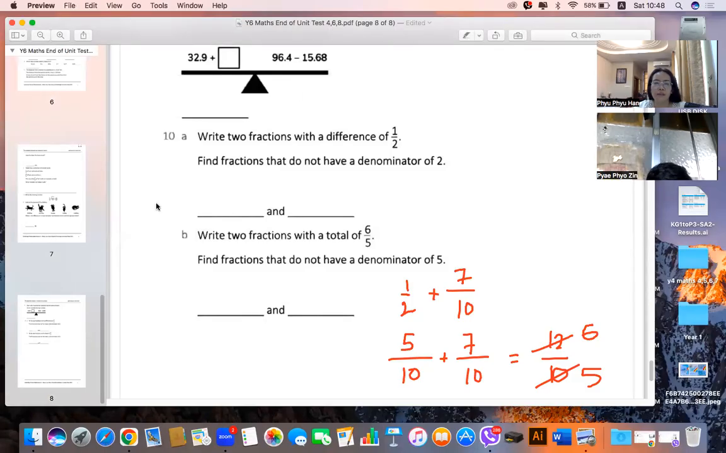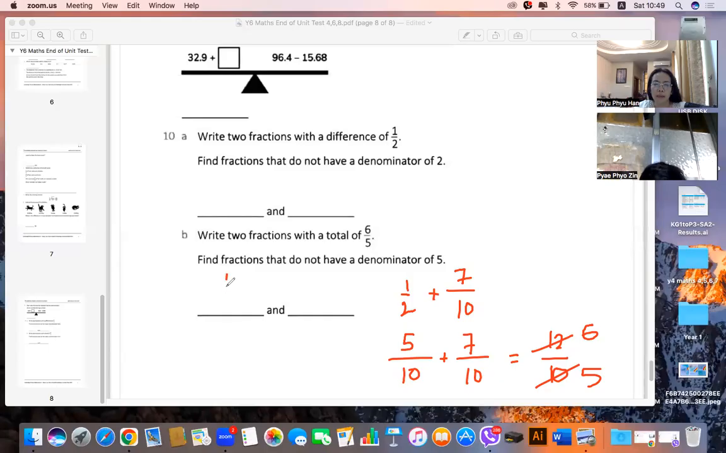So your answer for B is 1 by 2 and 7 by 10. Okay, so the answer is correct.